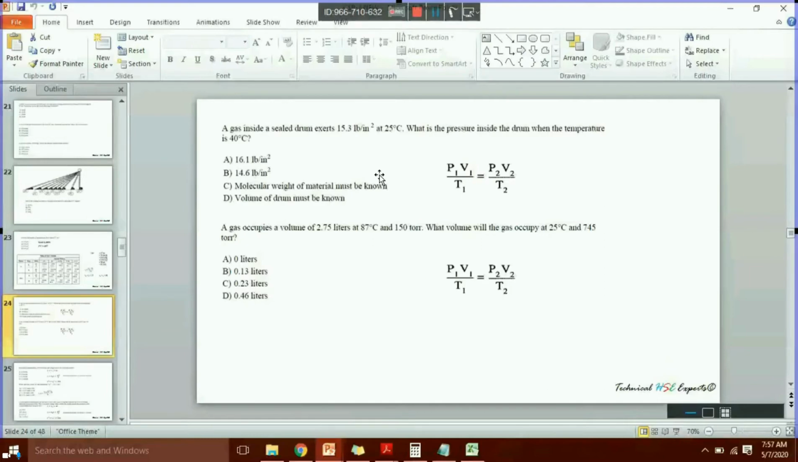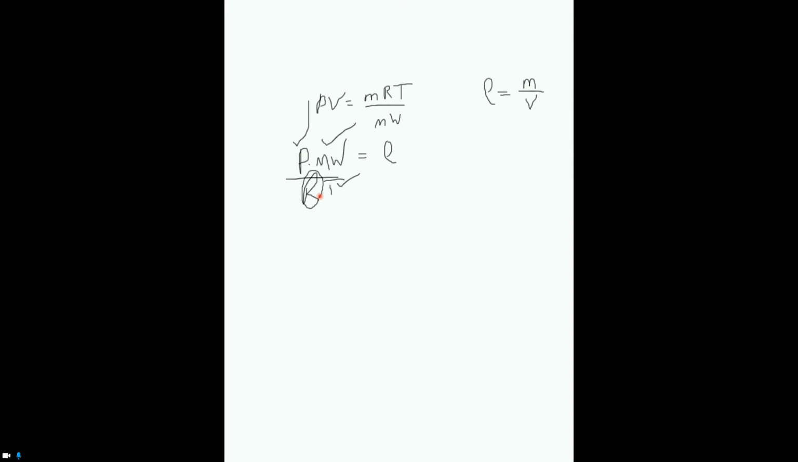No, no, no, no. This is in PSI, right? I will open my whiteboard. So normally one ATM is equal to how much PSI? 14.7 PSI. So now you don't know this, but you have 15.3 PSI. So you want to know how much is the ATM here. Am I right? For 15.3. So now what you need to do is cross multiply.